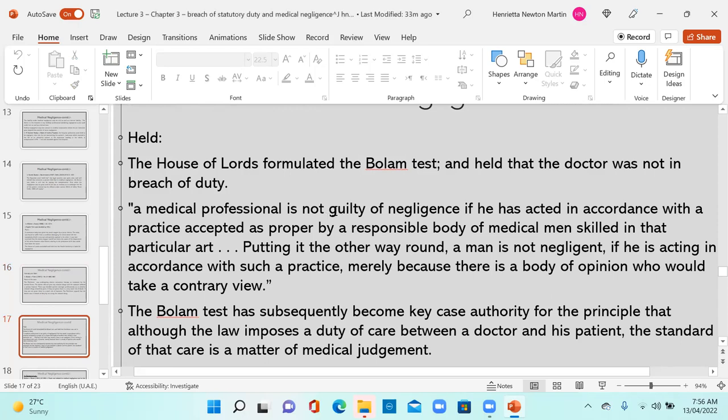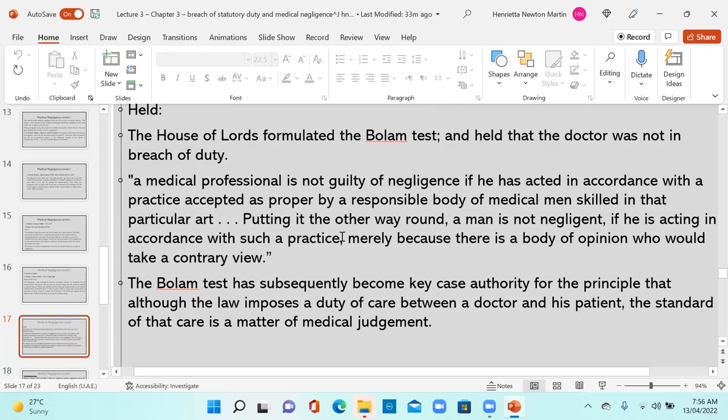Why? Because in such a situation where medical science itself is of different opinions, you see, a medical professional or a practitioner is not guilty of negligence if he or she has acted in accordance with a normal practice, or a practice that is generally accepted as proper by a reasonable body of medical men skilled in that particular art. And putting it the other way around, a man is not negligent if he is acting in accordance with such a practice merely because there is a body of opinion who would take a contrary view.